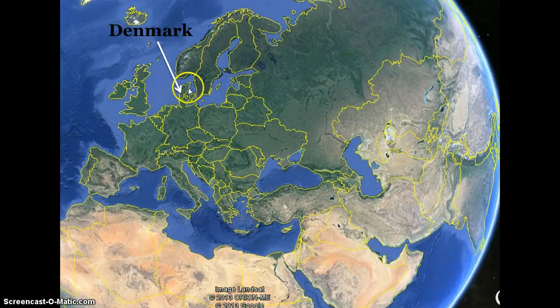Denmark is on the Jutland Peninsula, and this completes the 5 major peninsulas in Europe: Iberian, Apennine or Italian, Balkan, Scandinavian, and the Jutland.